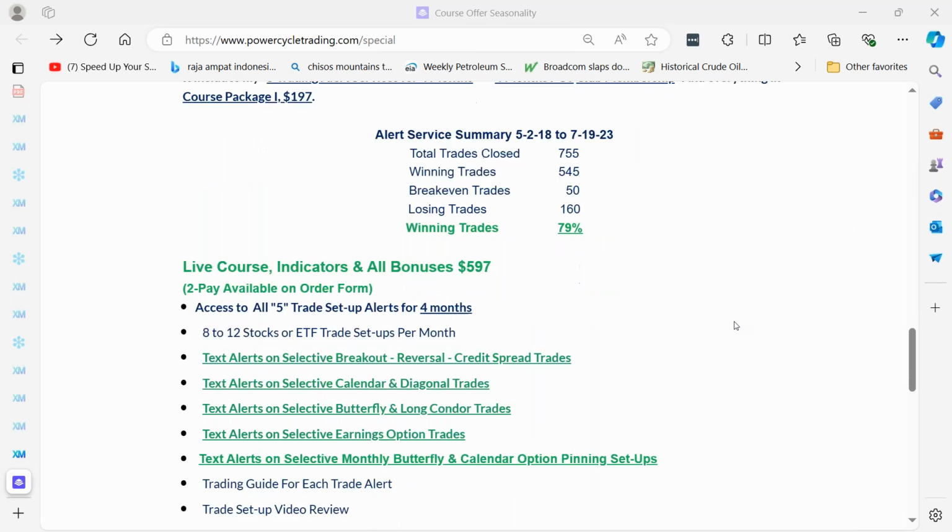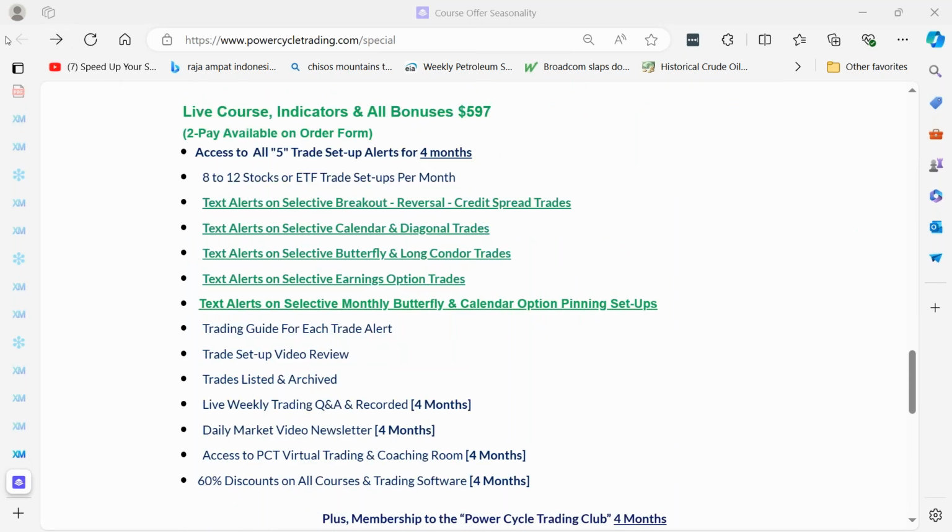So you can see the different ones that I send out are what I call text alerts for breakout reversals or credit spreads. Then I do text alerts for selective counter diagonals, text alerts for selective butterfly long condors, and then selective earnings trades based on options, typically different option strategies. And then what we call monthly penny trades. So there are 5 different categories of alerts that can be sent out to you.